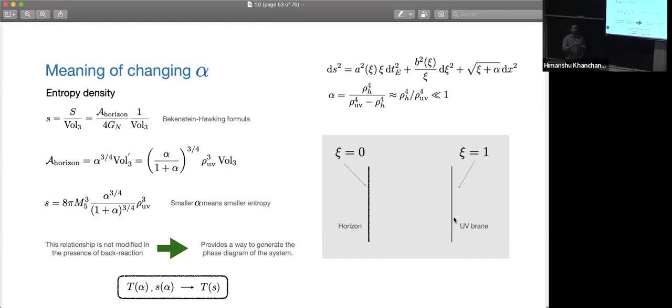And this is exactly what you want to get the phase diagram, right? You want to vary the entropy and you want to see what happens in the phase diagram. So smaller alpha means a smaller entropy, and this is not modified in the presence of back reaction. And this gives you a way to generate the phase diagram of your system. So once you know temperature as a function of alpha and entropy as a function of alpha, you can calculate temperature as a function of entropy and free energy as a function of entropy, and then we can compare to what was happening before, without back reaction.